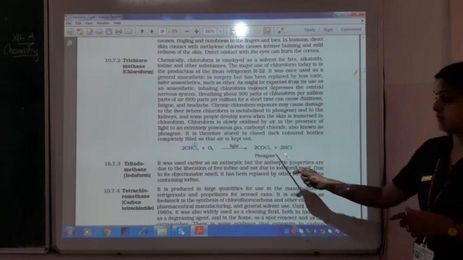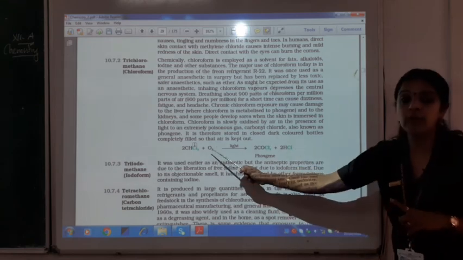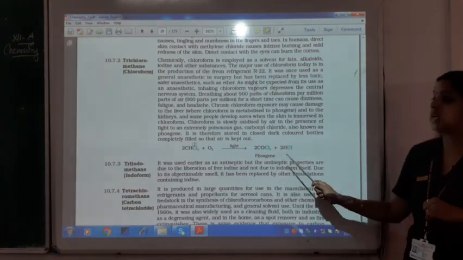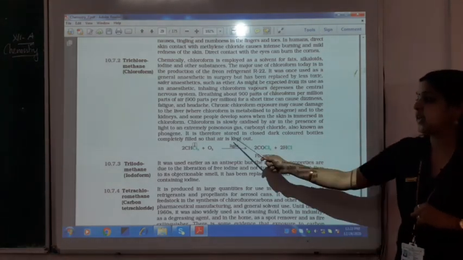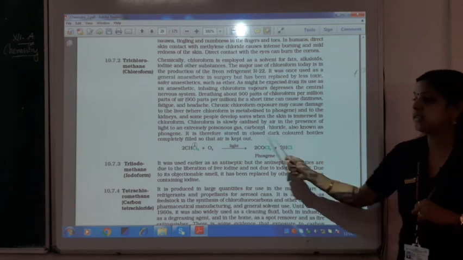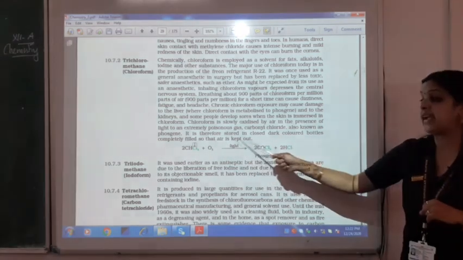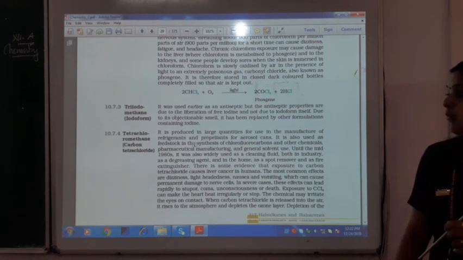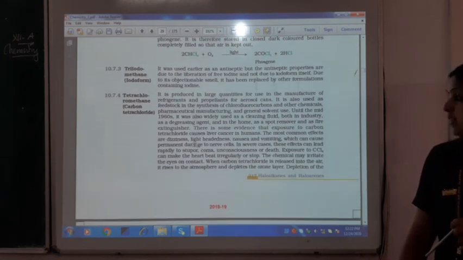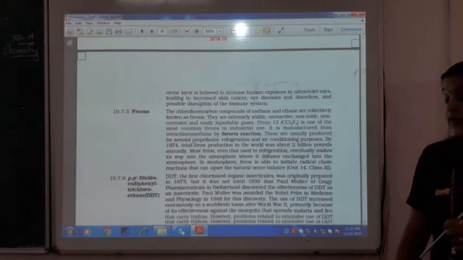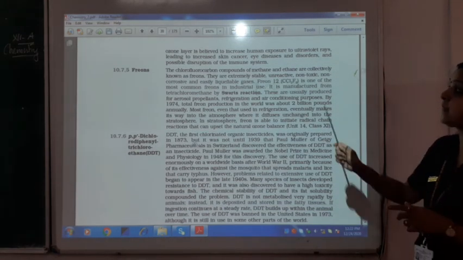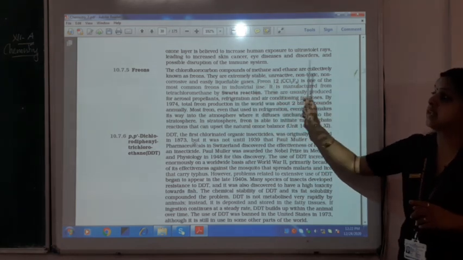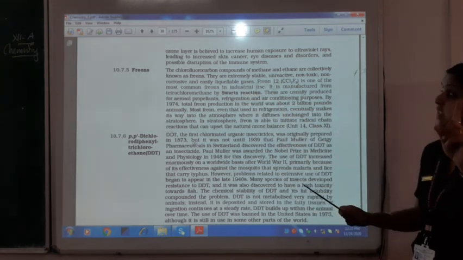Chloroform, again a 1 mark question. When chloroform is burnt in oxygen in the presence of light, you get phosgene, which is a highly poisonous gas. That is why it is stored in dark colored bottles which are completely filled, so that air is kept out. And then you learn triiodomethane and CCl4, carbon tetrachloride. Freons, again a 1 mark question children. The chlorofluorocarbon compounds of methane and ethane are together called freons. It comes as a 1 mark question.